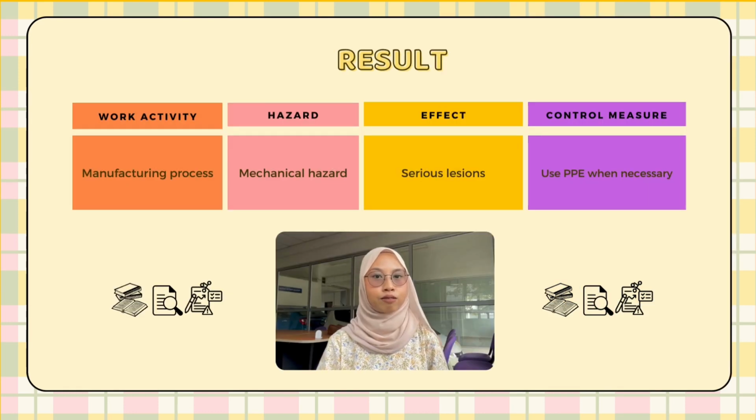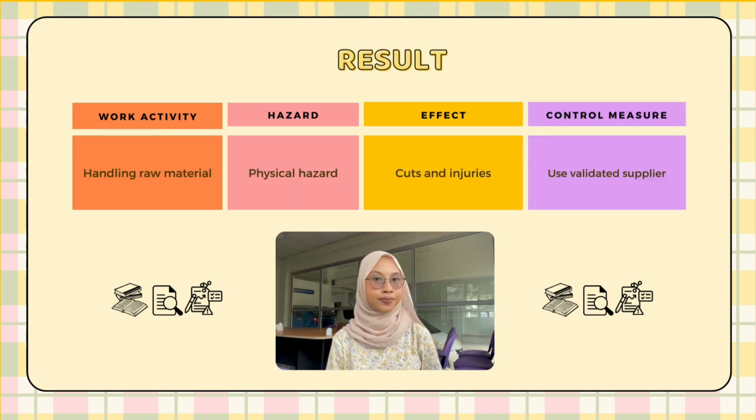The results that we get from this activity are, first, manufacturing process, which is the process of making articles on a large scale using machines in industrial production. The hazard that we observe is mechanical hazard that can cause serious lesions. The risk is 15, and it shows that it is a serious hazard that needs to be avoided by using PPE.